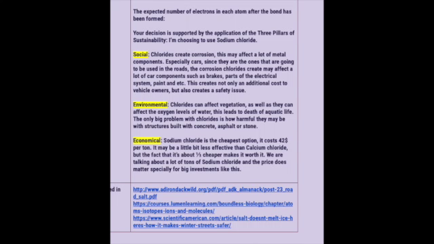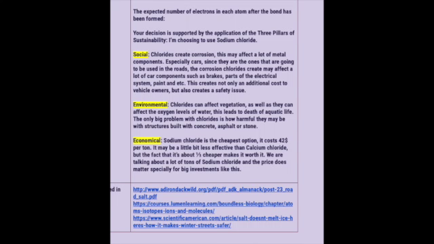Chlorides can affect vegetation as well as they can affect the oxygen levels of water. This leads to death of aquatic life. The only big problem with chlorides is how harmful they may be with structures built with concrete, asphalt, or stone. Sodium chloride is the cheapest option. It costs $42 per ton.